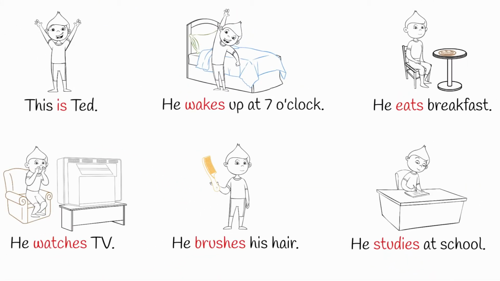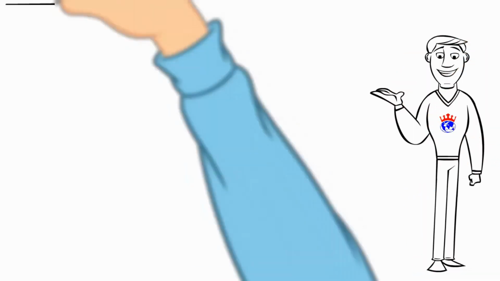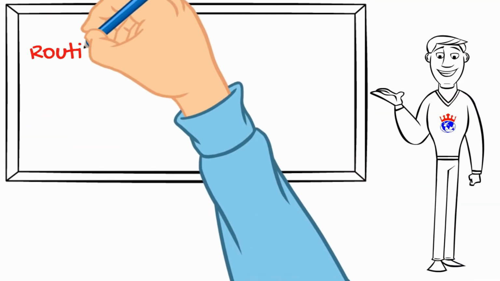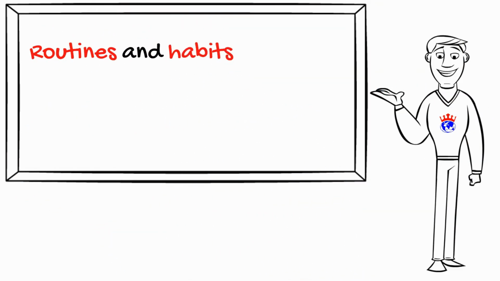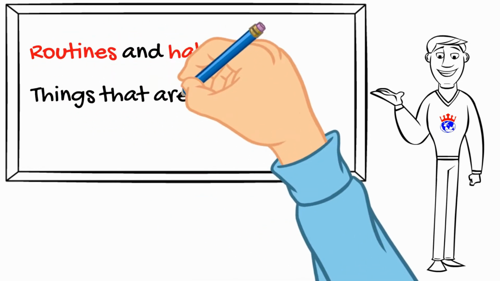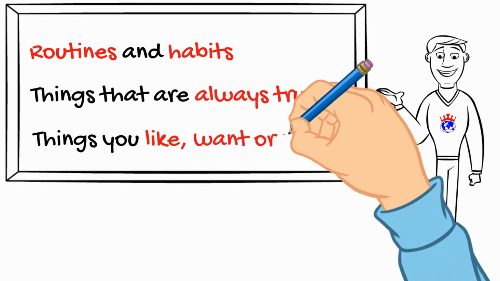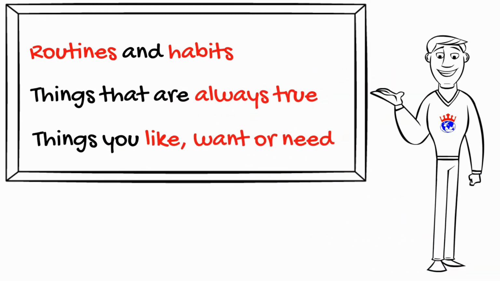Has, wakes up, eats, watches, brushes, and studies are all examples of simple present tense. In these examples, we are talking about the activities Ted does every morning. There are many ways to use simple present tense. We use simple present tense to talk about routines and habits, and to talk about things that are always true, and finally, to talk about things that you like, want, or need.